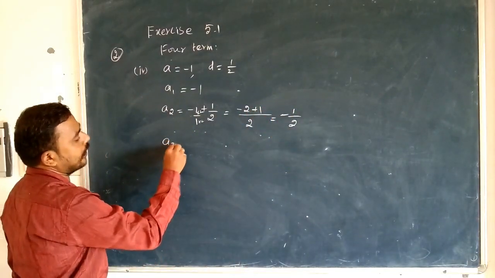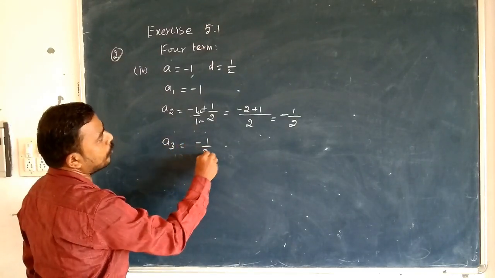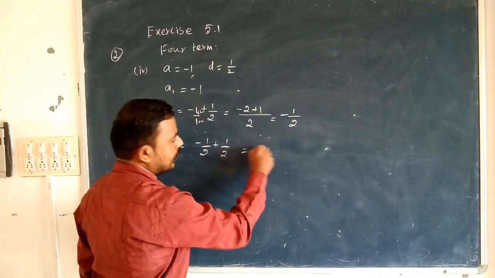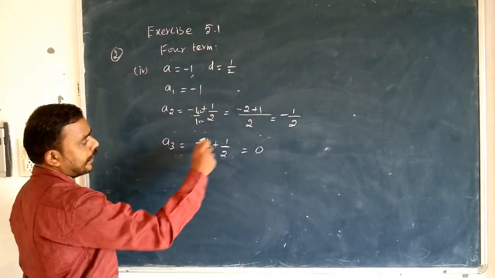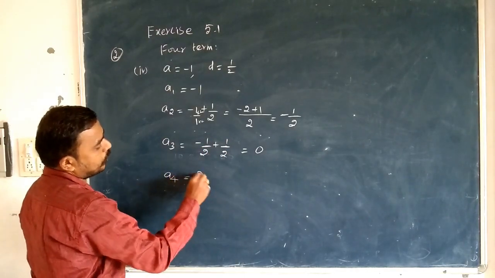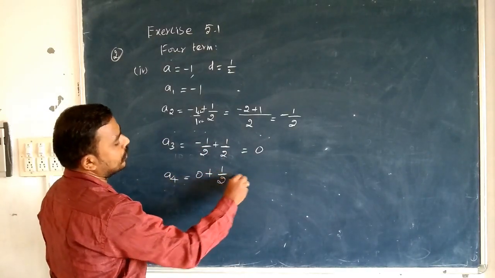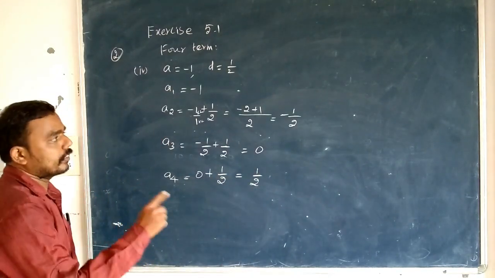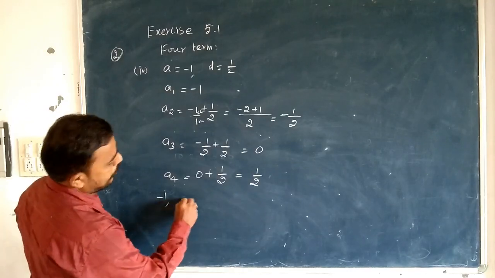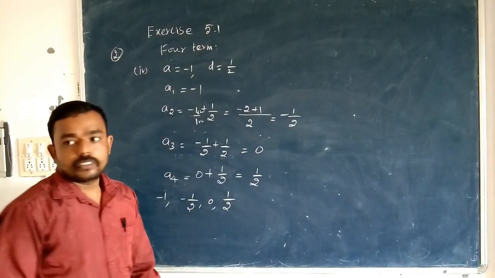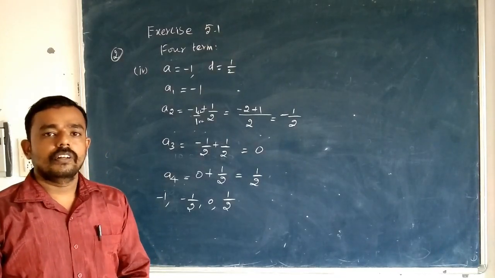Next, A3 equal to minus 1 by 2 plus 1 by 2. Both are equal, so we can cancel this, so 0. Next, A4 equal to 0 plus 1 by 2, which is nothing but 1 by 2. Therefore, this AP is minus 1, minus 1 by 2, 0, plus 1 by 2. This is the first four terms of the AP.